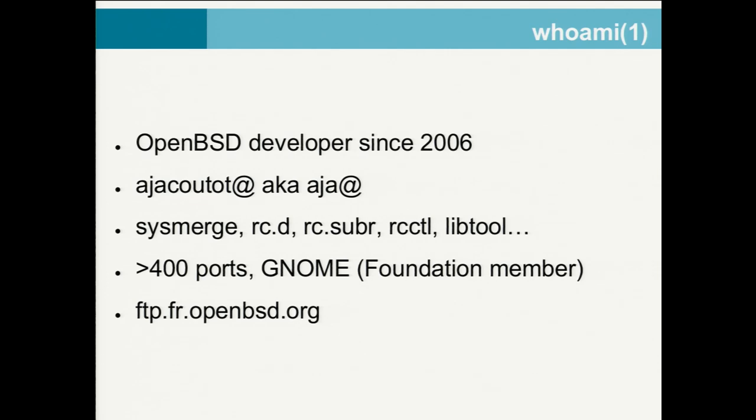Anyway, a little bit about myself. I've been an OpenBSD developer for about a decade now. I'm known as ajacoutot, or aja for the lazy ones. I work mostly on things that make my life easier when I put OpenBSD in the real world. So I'm more on the sysadmin engineering side of things more than a regular developer. These are some of the things that I've done. I maintain way too many ports, amongst them the GNOME desktop, for which I'm a foundation member, and I maintain the French OpenBSD mirror.